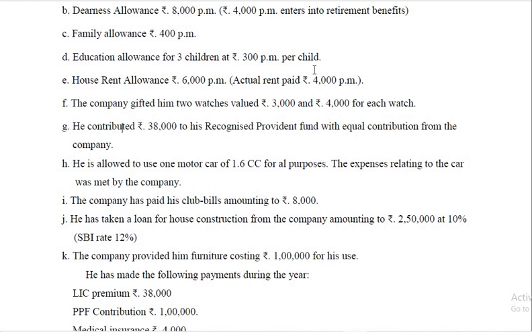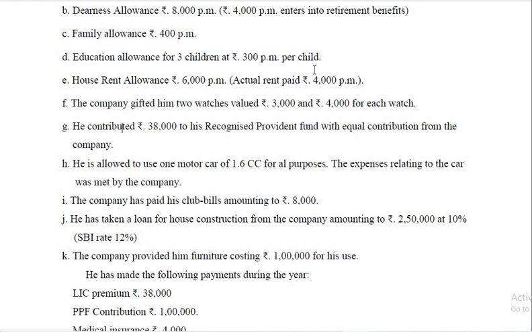And then the company gifted him 2 watches valued 3,000 and 4,000 for each watch. So here, gift in kind is exempt up to 5,000 rupees in aggregate. But here it is more than 5,000. It is 7,000. So if it is more than 5,000, entire value of gift is taxable. So 7,000 fully taxable. If it is 5,000 or less than that, it is exempt.